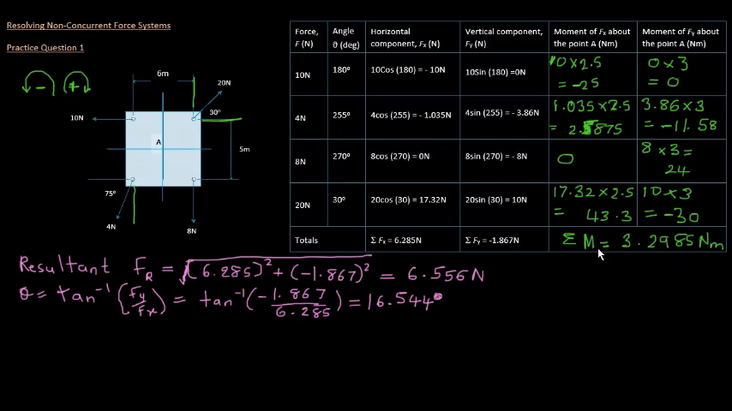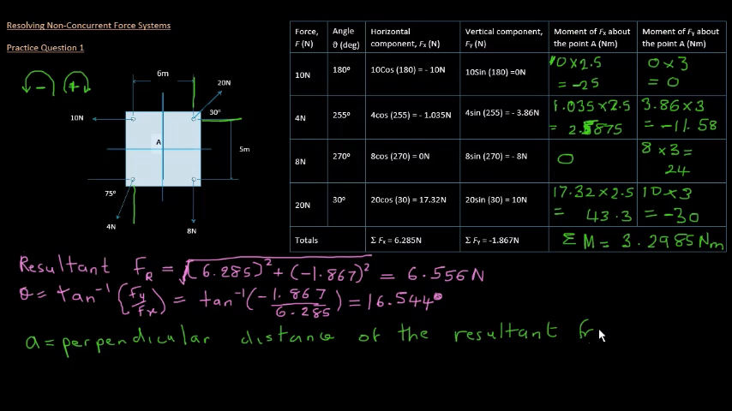So once we've got our total moment, we've got our resultant, we've got our angle. The only other dimension we need to calculate is what we call A, which is the perpendicular distance of the resultant from point A.